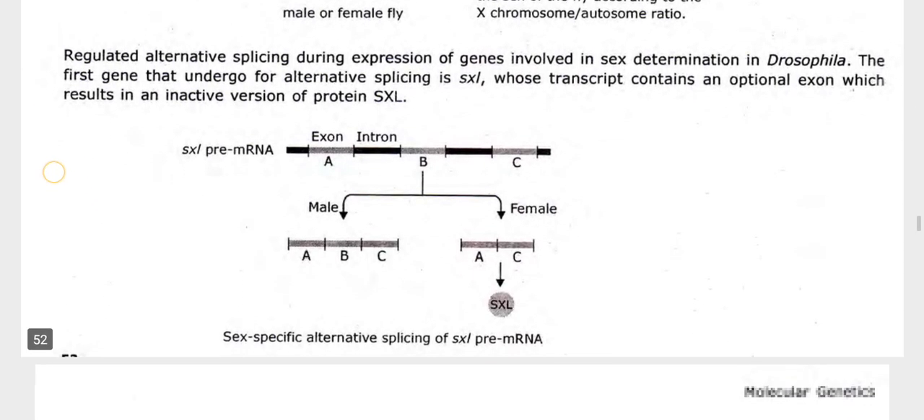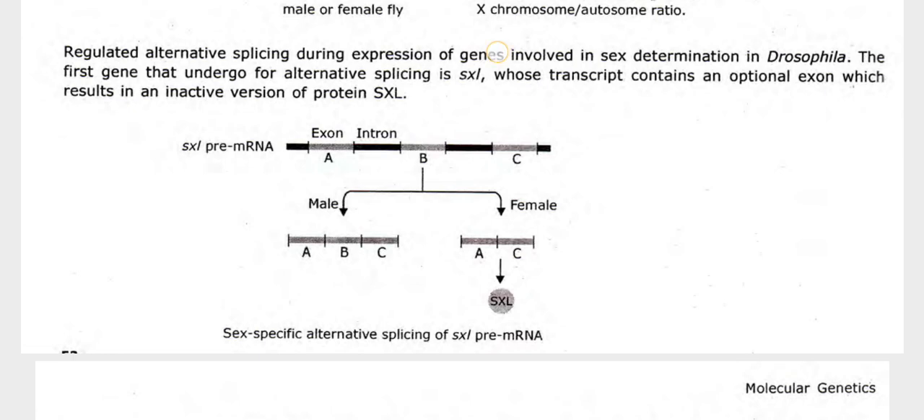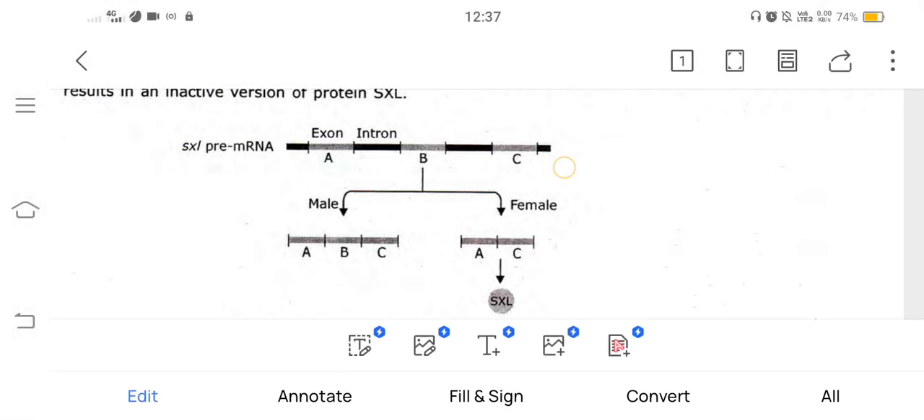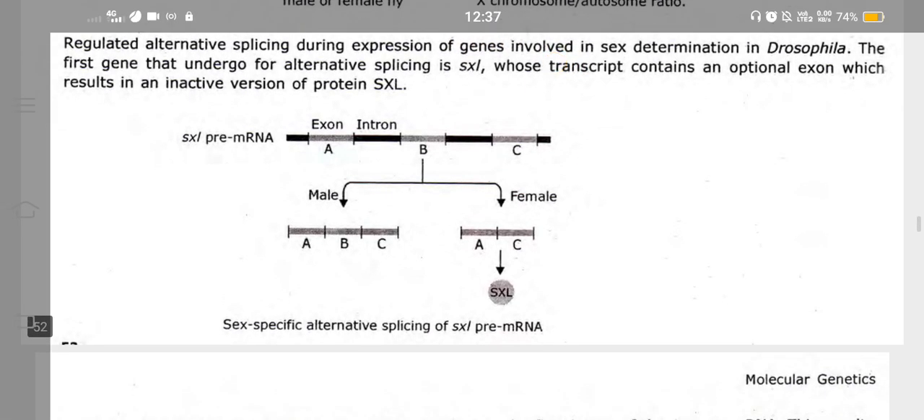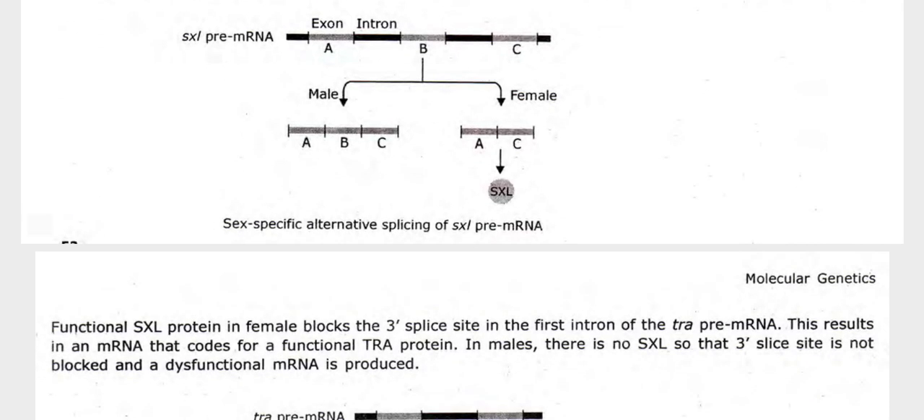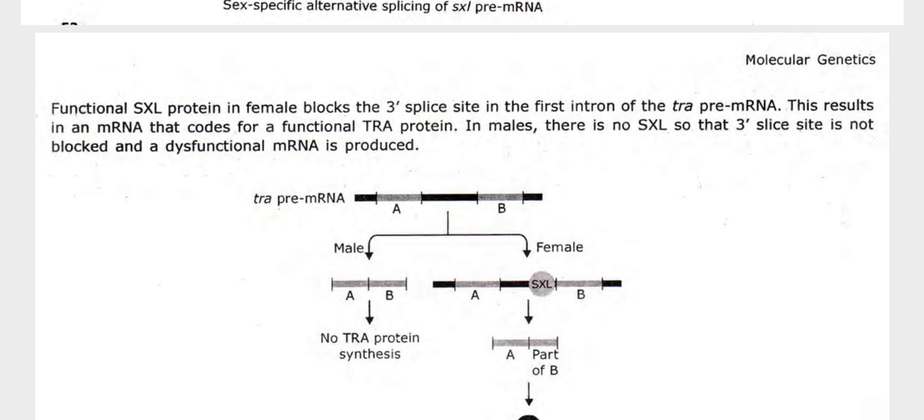Regulated alternative splicing is required during expression of genes involved in sex determination in Drosophila. The first gene that undergoes alternative splicing is SXL, whose transcript contains an optional exon which results in an inactive version of the SXL protein. Then functional SXL protein in females blocks the 3' splice site on the first intron of the TRA pre-mRNA. This results in an mRNA that codes for functional TRA protein. In males, there is no SXL, so the 3' splice site is not blocked and a nonfunctional mRNA is produced.